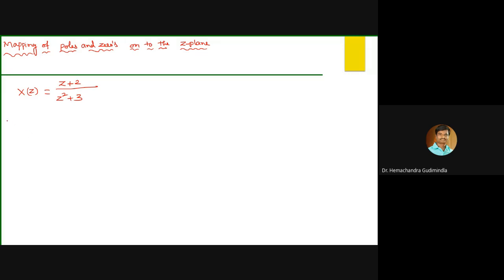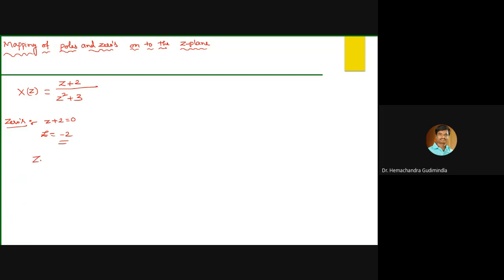Now, what is meant by zeros? I'll make the numerator term 0. What is the numerator term? Z plus 2 equal to 0. What is the z value now? Minus 2. So the zero is minus 2.